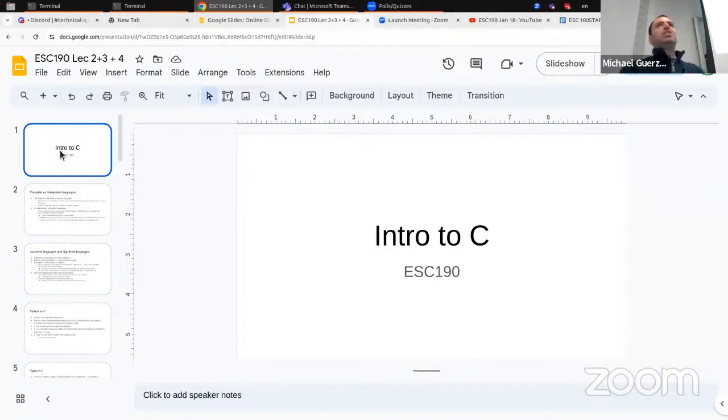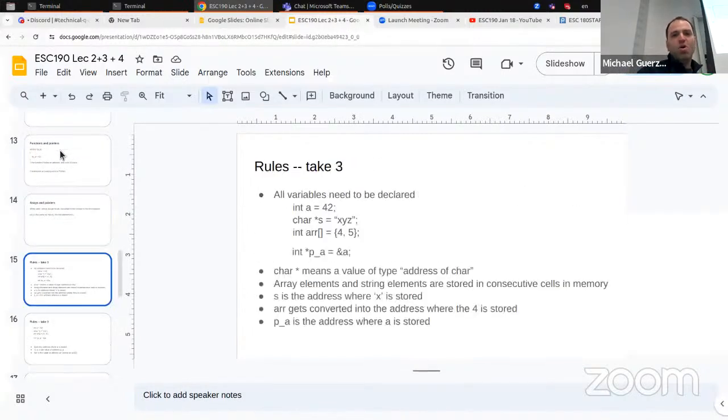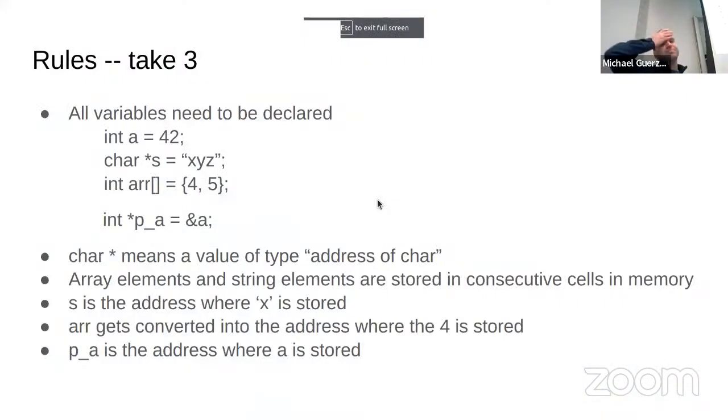Okay, hi everyone. So we are going to go over the rules again. There are not very many of them, but you have to get used to them. I think this is probably the second to last time I'm doing this, unless there's more in office hours. So, all variables in C are declared, meaning before you use them, you say what the type is.